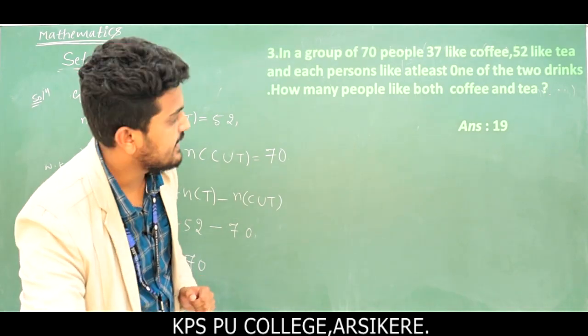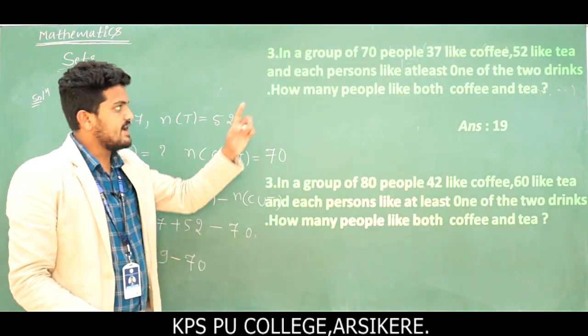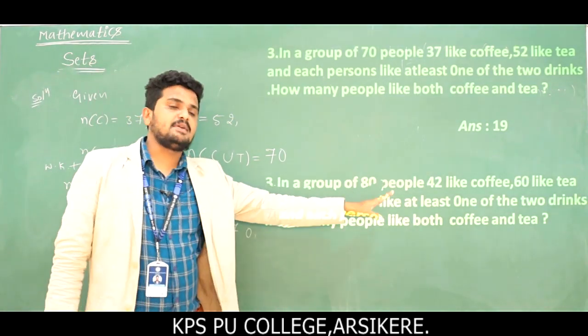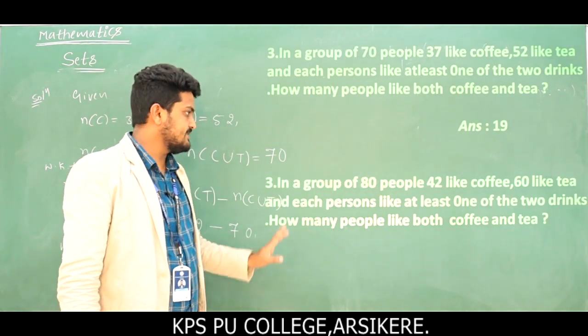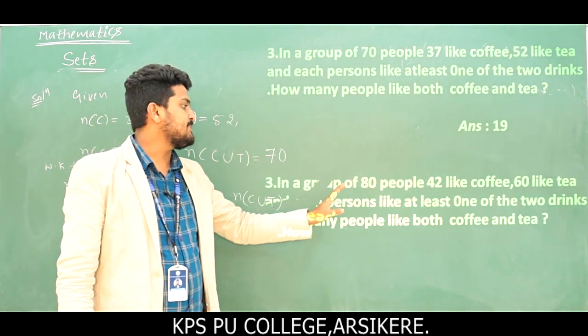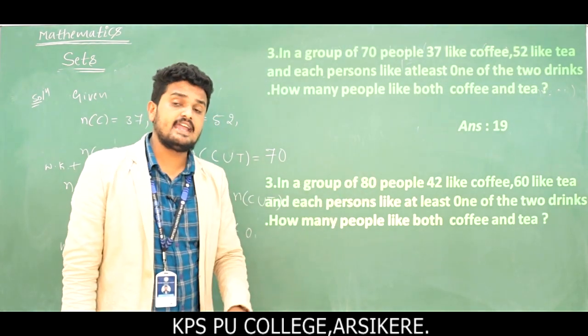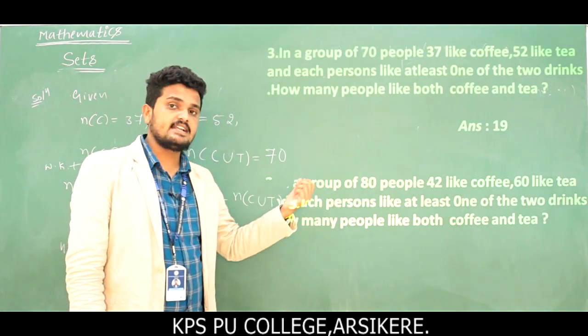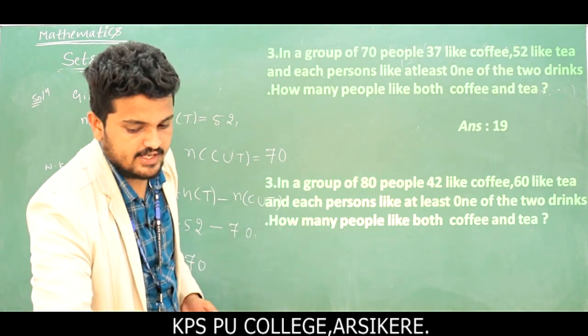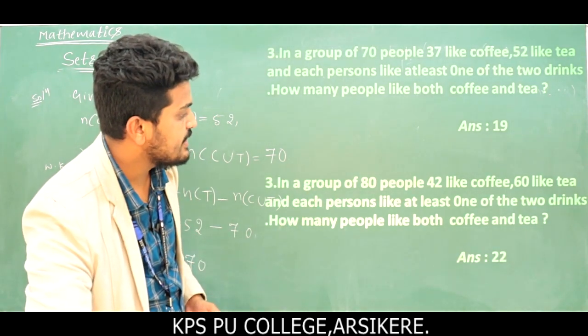So next one, take it as homework. Same as the last one. In a group of 80 people, 42 like coffee, 60 like tea, and each person likes at least one of the two drinks. Then how many people like both coffee and tea? Again intersection, so C intersection T. You will get the answer 22.